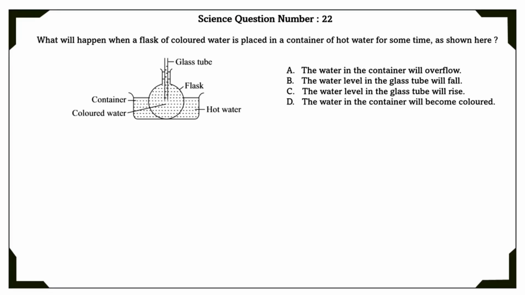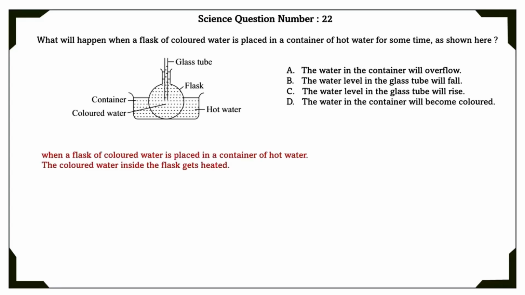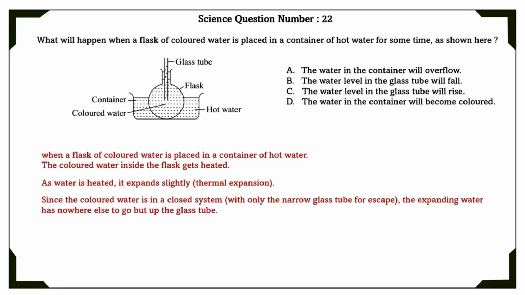Science question number 22. What will happen when a flask of colored water is placed in a container of hot water for some time, as shown here? When a flask of colored water is placed in a container of hot water, the colored water inside the flask gets heated. As water is heated, it expands slightly, thermal expansion. Since the colored water is in a closed system with only the narrow glass tube for escape, the expanding water has nowhere else to go but up the glass tube. Therefore, the correct option is the C option.